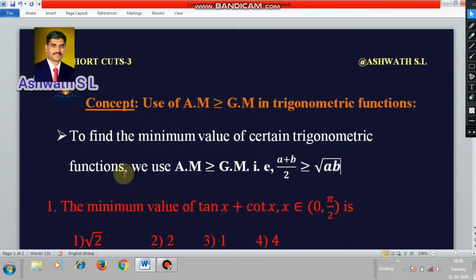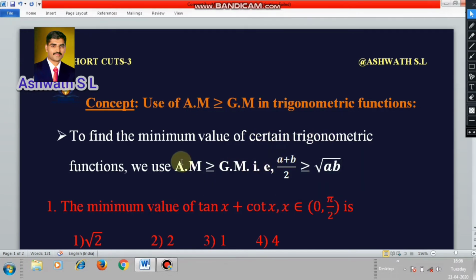certain trigonometric functions. We are also using these relations in the chapter application of derivatives, and more types of problems also arrive in the sequence and series chapter, but in this video I am going to explain the use of this relation in trigonometric functions.